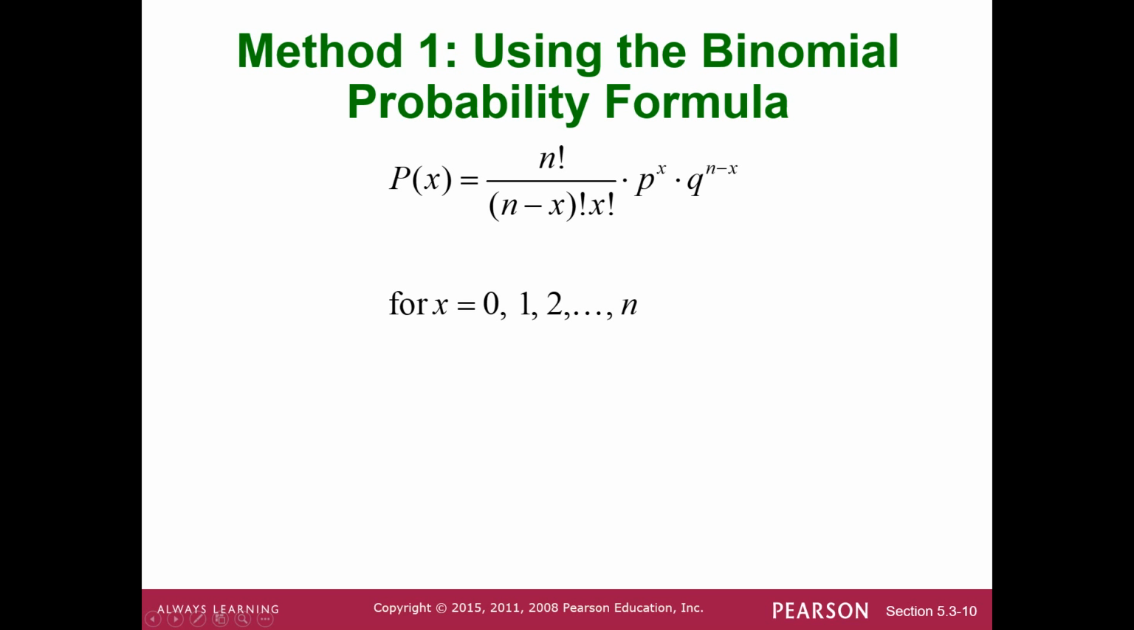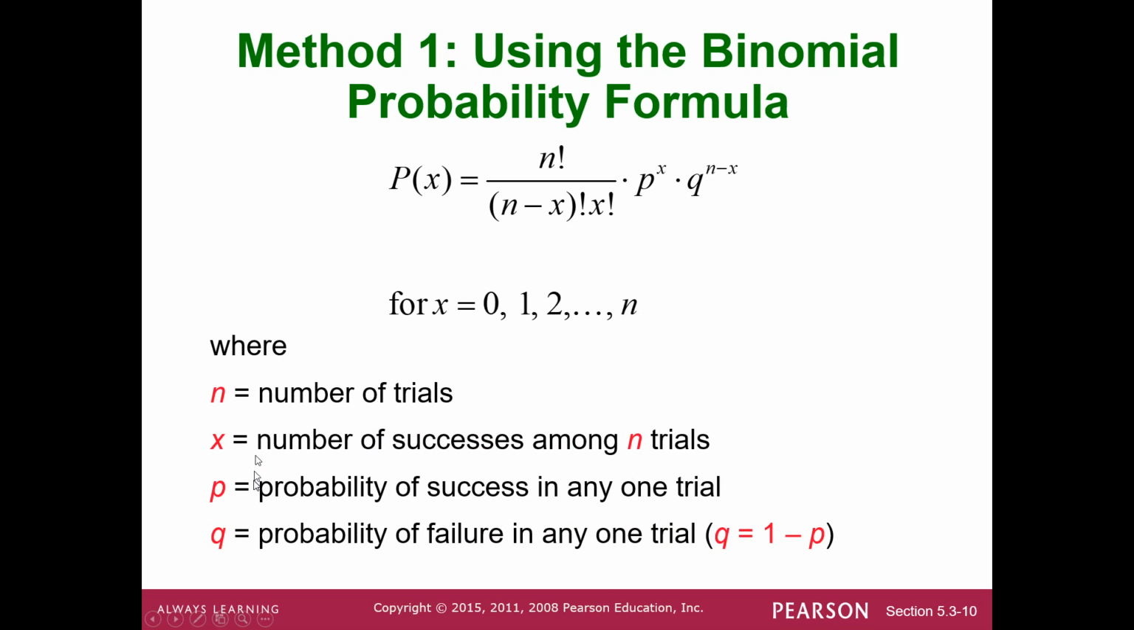So method one is the binomial probability formula. And this is that whole expression, n factorial over n minus x factorial times x factorial. This is the combination. So if we have 5 and we have to select 3, or 5 choose 3, this is the formula that we would use. And then the probability of success to the x power times the probability of a failure to the n minus x power, and this is for the number of trials that we may have. And here are the meanings of everything there.